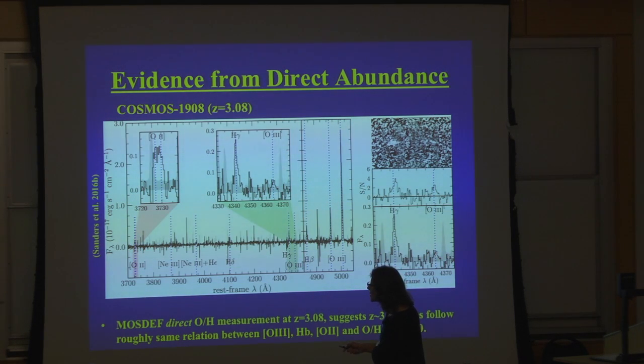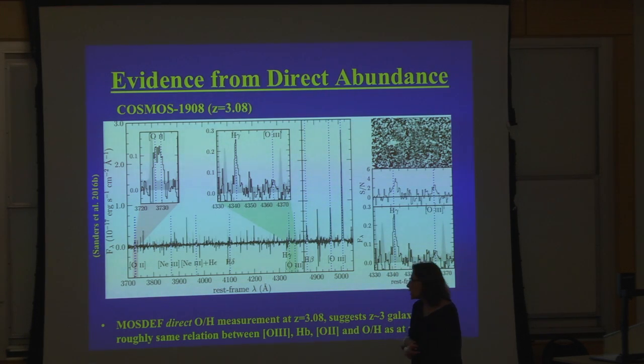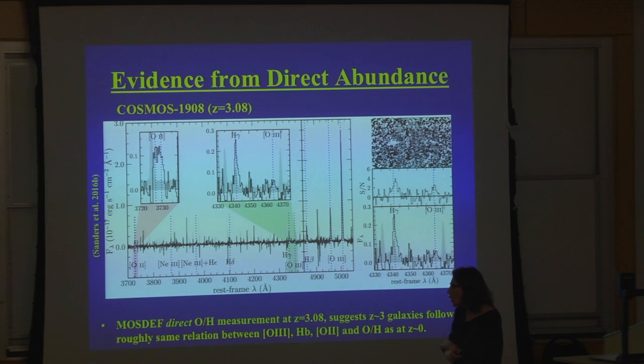Okay, and you can see here it is in a plot of signal to noise versus wavelength. Here's that weak line. Here it is in 2 dimensions. There it is. And there's a neighboring line from hydrogen. Okay, and so we actually made a direct oxygen abundance measurement at redshift 3.08.